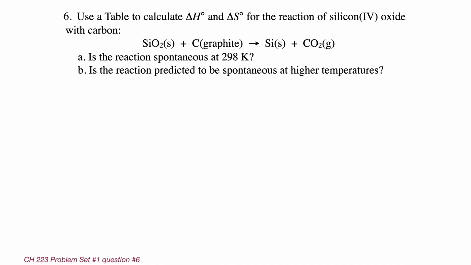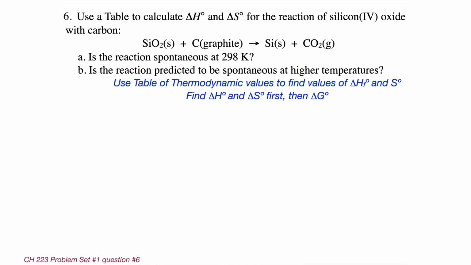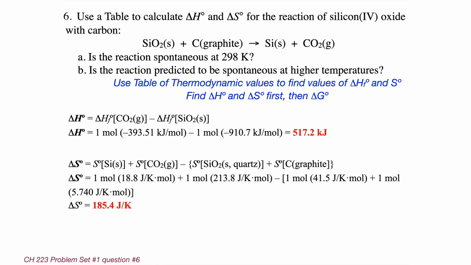And then finally, to figure out the spontaneity, we'll throw the delta H and delta S into the delta G equation. Delta G equals delta H minus T delta S, and we'll just see what kind of number we get out. If delta G is negative, spontaneous, but if delta G is positive, non-spontaneous. So again, you're going to need that table. We're going to look up those delta H, delta F, and S values. We'll find products minus reactants for both enthalpy and entropy, and then we'll plug it into the delta G.